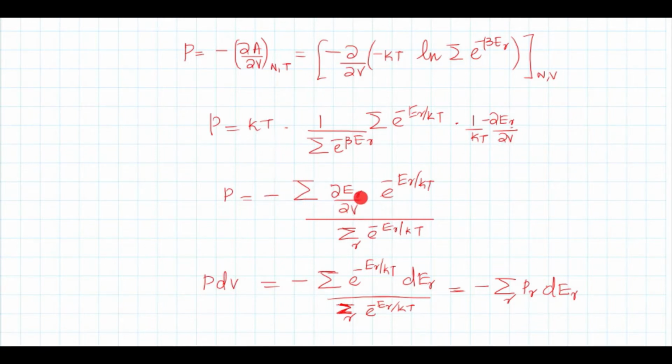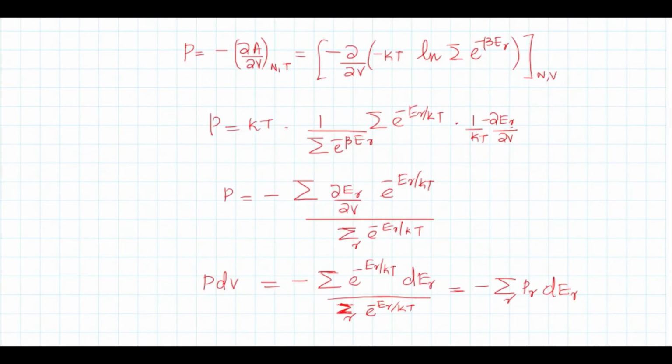Dou ER by dou V into e raised to minus ER by KT divided by sigma R e raised to minus ER by KT. If you multiply with PdV, then this dV will cancel and you will get minus sigma e raised to minus ER by KT DER divided by sigma R e raised to minus ER by KT. But e raised to minus ER by KT divided by the sum over all microstates e raised to minus ER by KT is nothing but the probability PR. So that will give me minus sigma R PR DER.